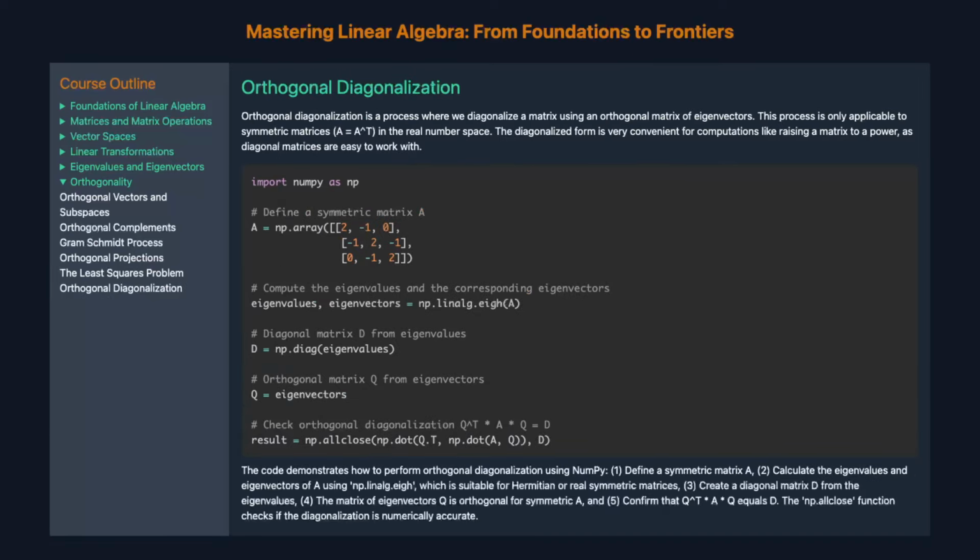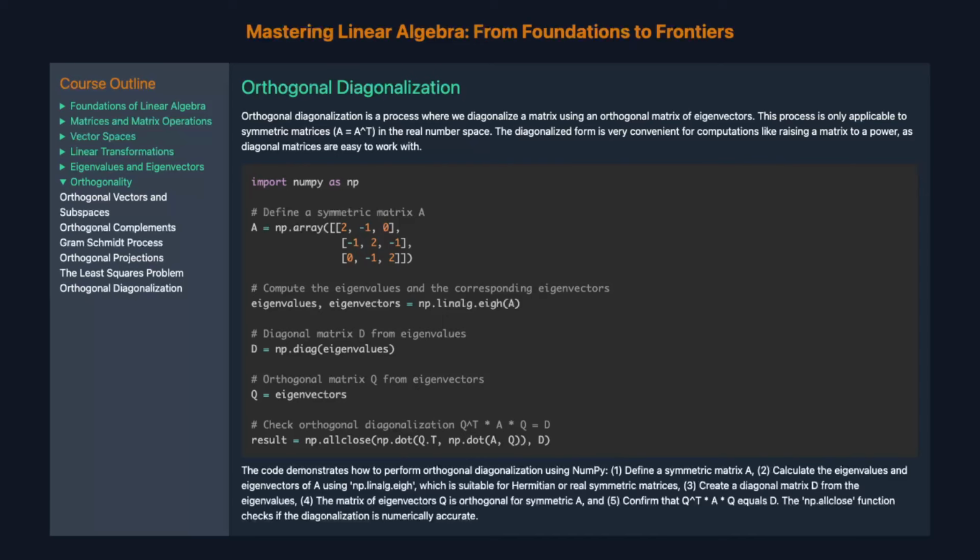Orthogonal diagonalization. Orthogonal diagonalization is a process where we diagonalize a matrix using an orthogonal matrix of eigenvectors. This process is only applicable to symmetric matrices, A = Aᵀ, in the real number space. The diagonalized form is very convenient for computations like raising a matrix to a power, as diagonal matrices are easy to work with. The code demonstrates how to perform orthogonal diagonalization using NumPy.